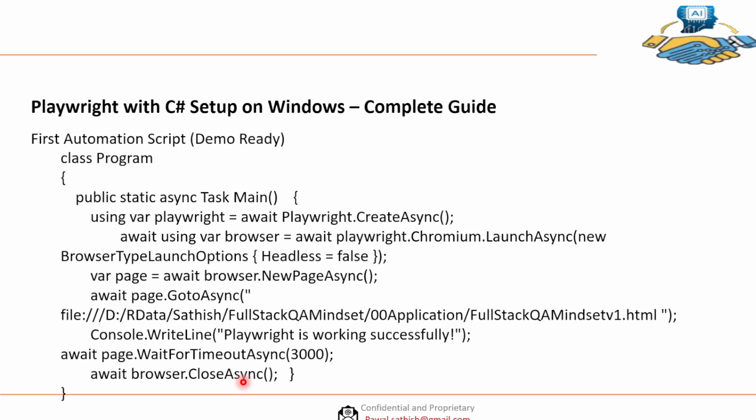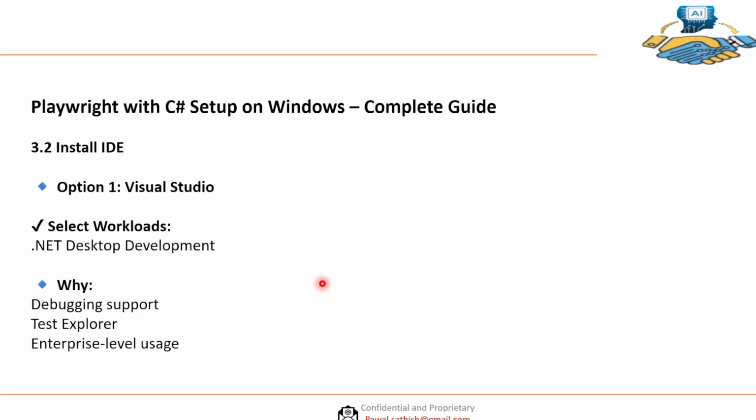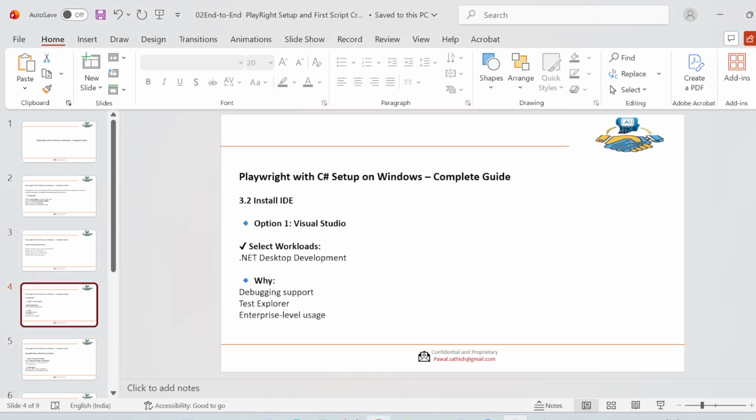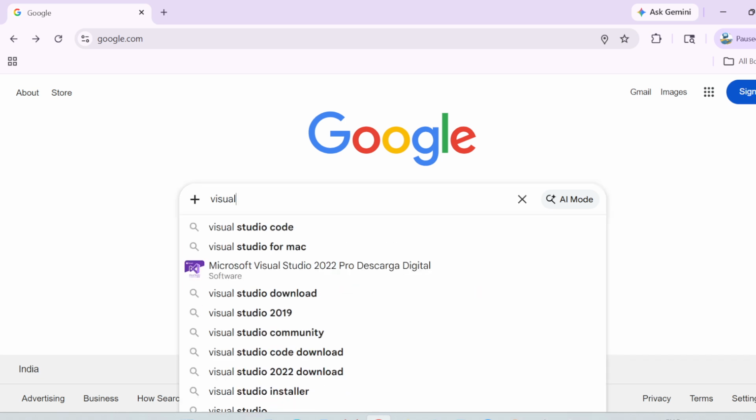Now, as I mentioned, either we'll go ahead with the command prompt or PowerShell. But before that, we will select the Visual Studio option. So how will we do it with Visual Studio? Simply come here, and in google.com, mention Visual Studio.